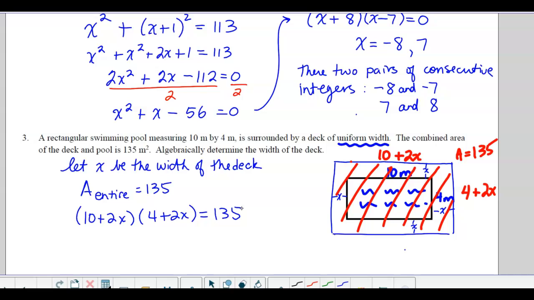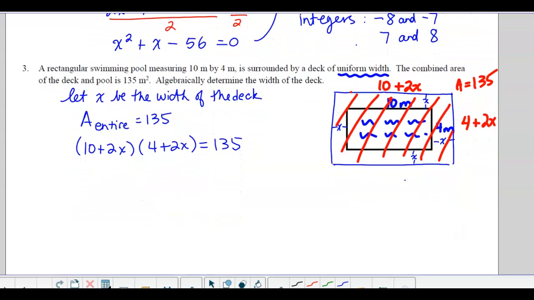Okay? And remember that that x has to be uniform. Makes it even a little bit harder to do it by trial and error. Okay, so expand that out and solve for x.